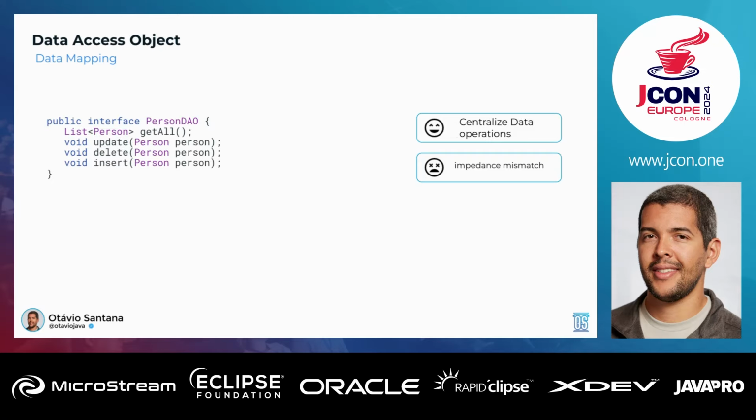Then we have the data access object, where beyond the mapper, I centralize the database operations. As you can see here, I have insert, update, delete, and get. So I centralize the data operations, but the impedance mismatch starts to increase even more. For example, if I'm using Hibernate, I might use inheritance annotation. That means Hibernate needs to translate that to my database.